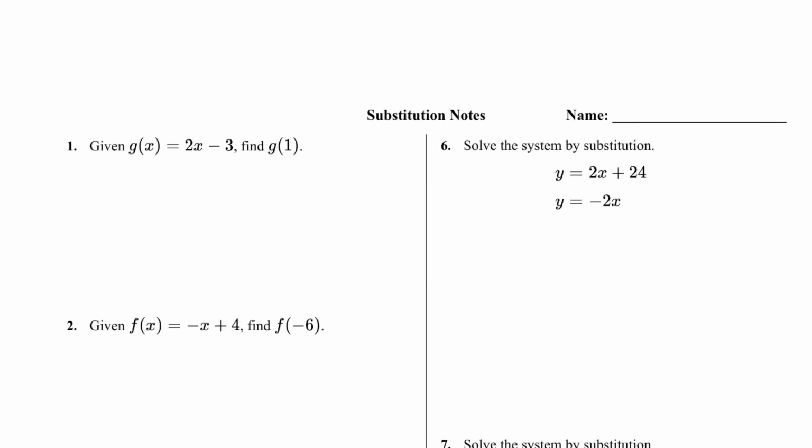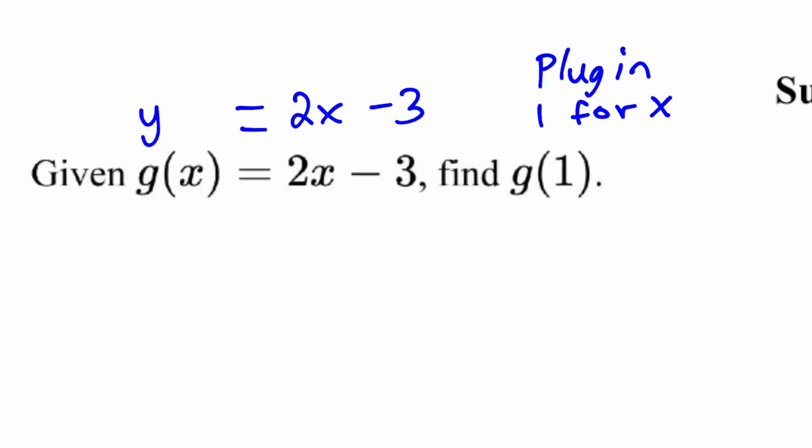This video goes over the notes for substitution. This problem reads like this. g of x is equal to 2x minus 3. Find g of 1. This is called function notation. It's a different way to write functions.